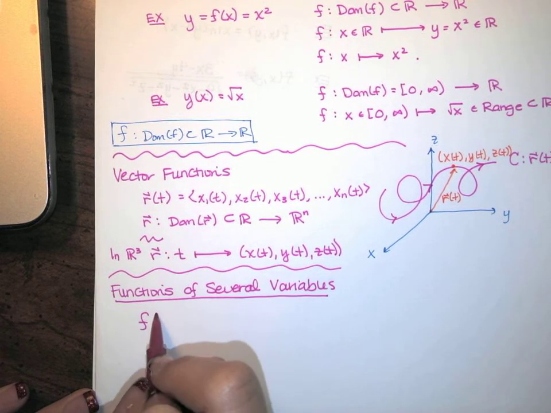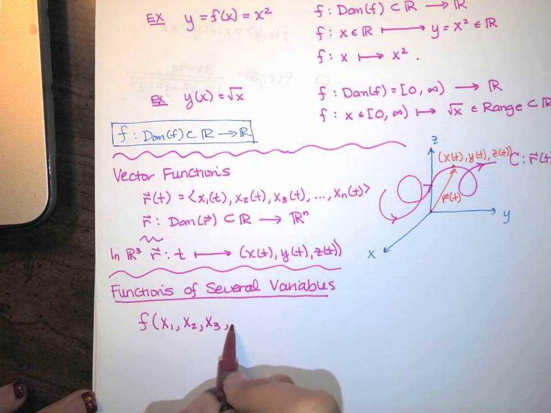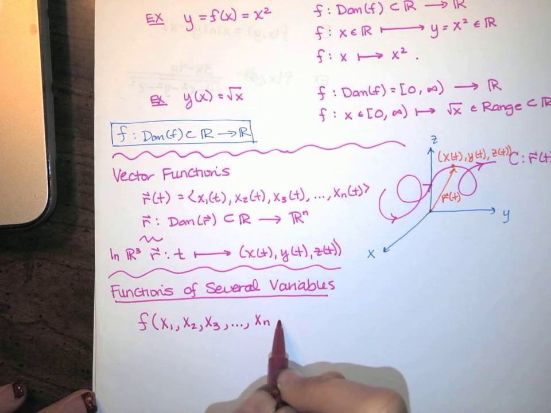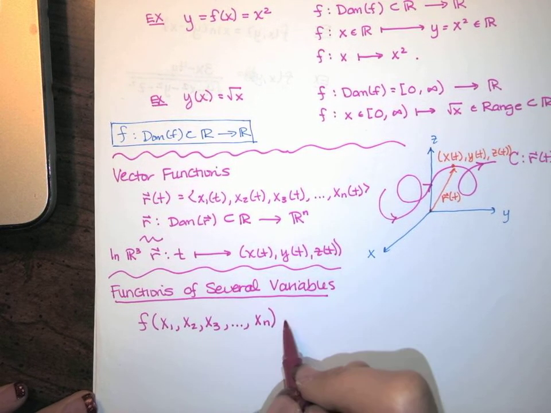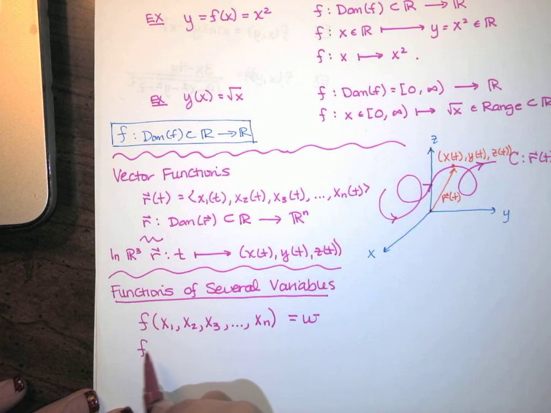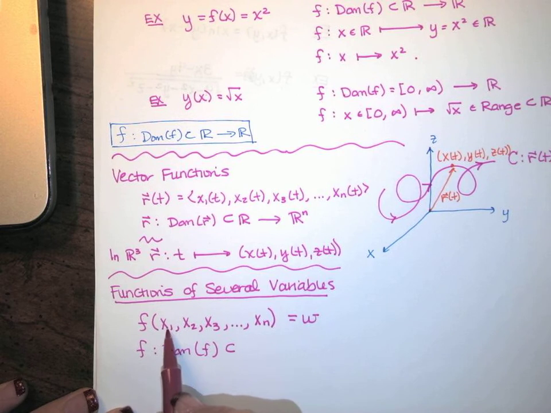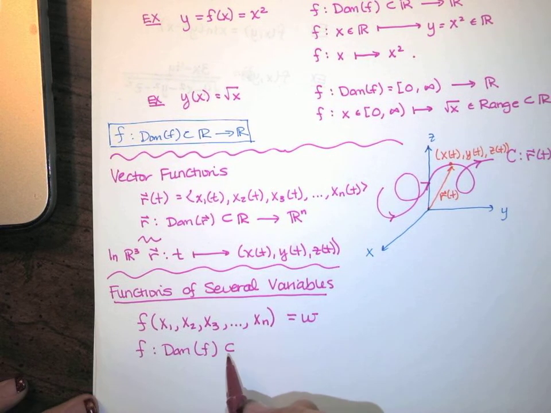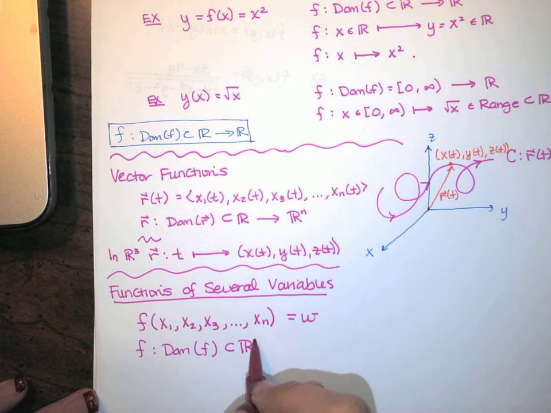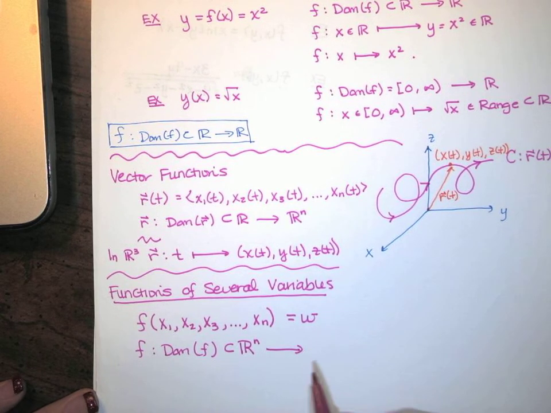Our function might depend on n variables, x sub 1, x sub 2, x sub 3, all the way through x sub n, and it's going to map it to another number. I'm just going to call it w. So f is taking a point in its domain. Since this is a function of n variables, that domain is a subset of n-dimensional space, and it's mapping it to a real number.